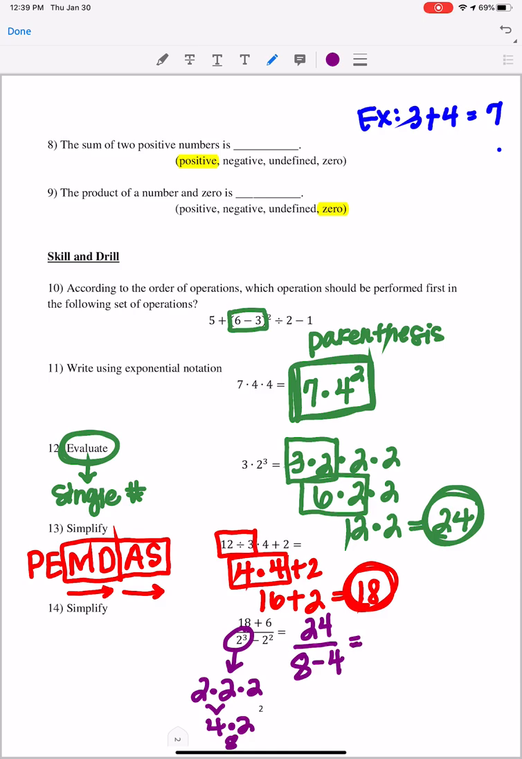I still can't divide yet because I have not simplified the bottom. So I'm going to keep that 24 over 8 minus 4 is 4, and now I can divide. So 24 divided by 4 is 6.